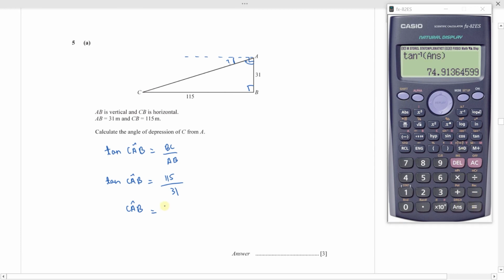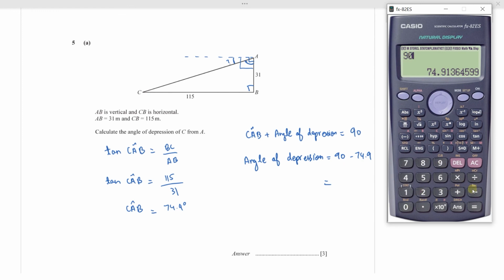So this is 74.9 up to 1 decimal place. So now angle of depression. So this angle CAB, this one here, plus this angle of depression should equal this full angle, which is 90 degrees. So angle of depression will be 90 minus this angle CAB, which is 74.9.